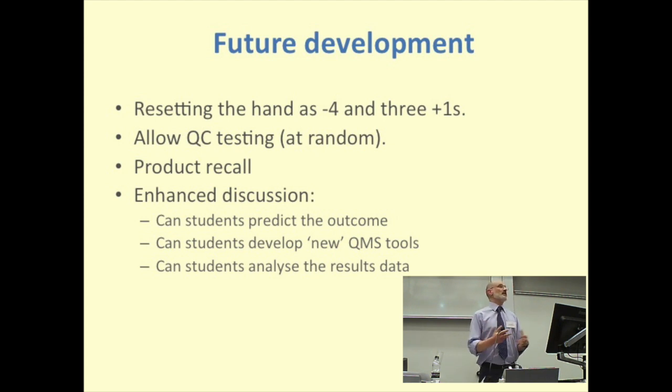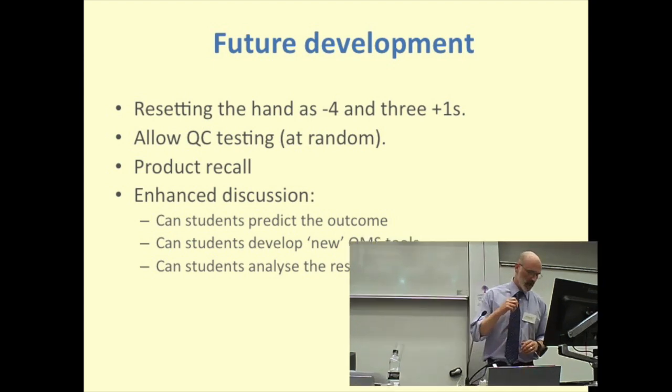Interestingly enough, can we mimic a product recall through this? Product recall would be almost impossible in that anonymous supply chain, which is fine. That's a principle that we're trying to get across. Really interested in the idea of enhanced discussions. So can students predict the outcome? Can they develop new tools that they might use to improve the QA within this supply chain? And actually an enhanced discussion with the students to look at and to analyse the data.